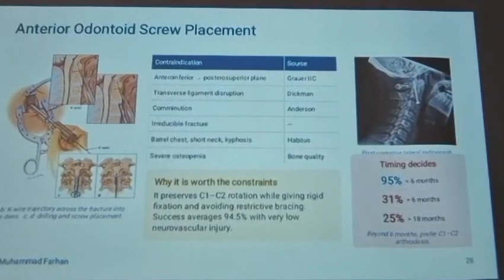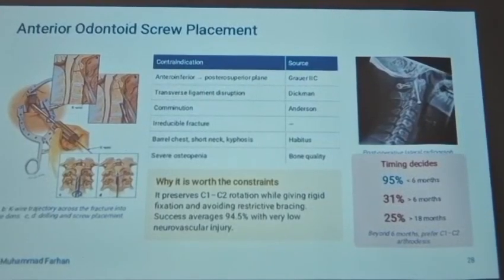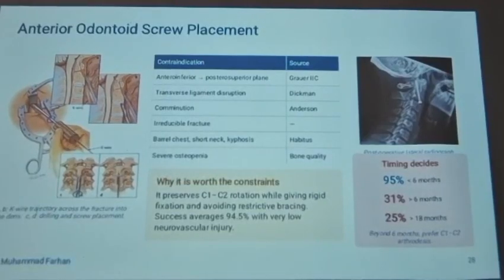Then odontoid screw placement. In the type 2 odontoid fractures, we can place the odontoid screws anteriorly.